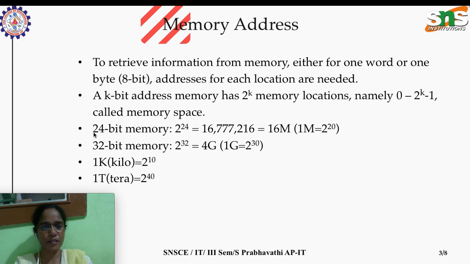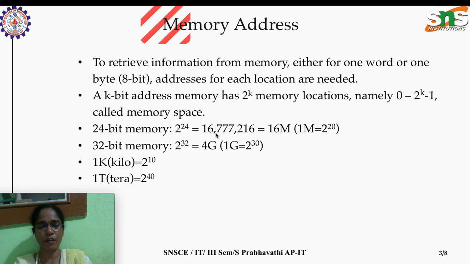So for example, if the computer memory is 24-bit addressable, you could make the calculation over here. 2 power 24 memory spaces are available. In short, we represent 2 power 20 as 1 mega, so 1M is equivalent to 2 power 20 locations. The remaining is 24 minus 20, which is 4. 2 power 4 is 16. So 16 mega memory spaces are available.